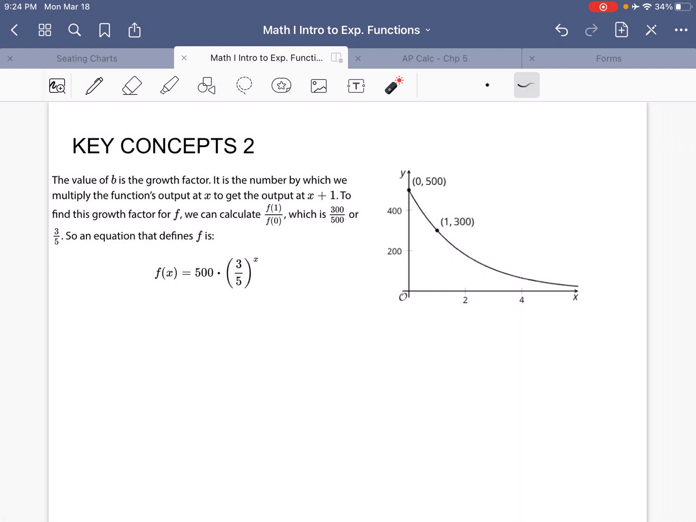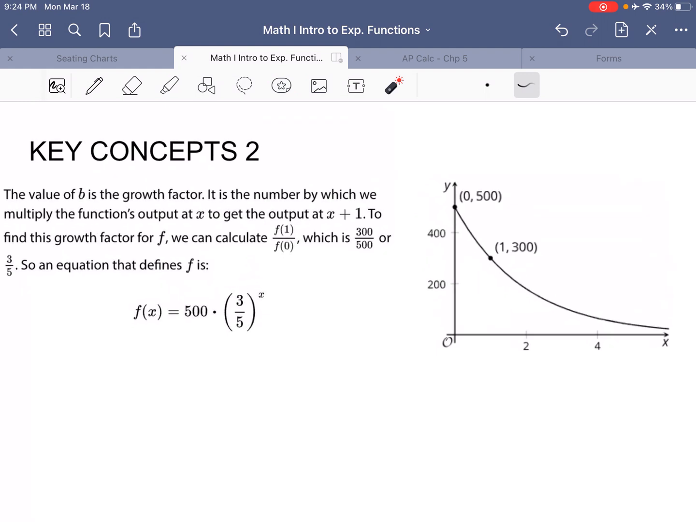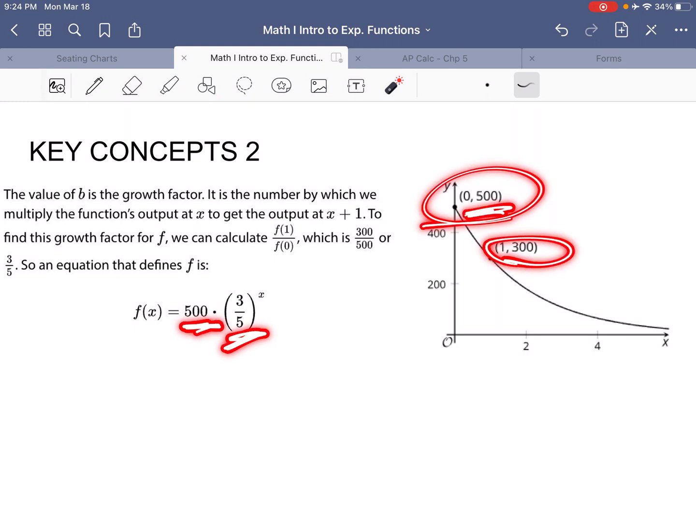It is the number by which we multiply the function's output at x to get the output at x plus 1. So each time we move over 1 on the x, we multiply by this decay factor. So to find the decay factor for f, we can take any y value and divide by the previous one. So 300 divided by 500, or 3/5. So we have our starting value, y-intercept, decay factor, 300 over 500.